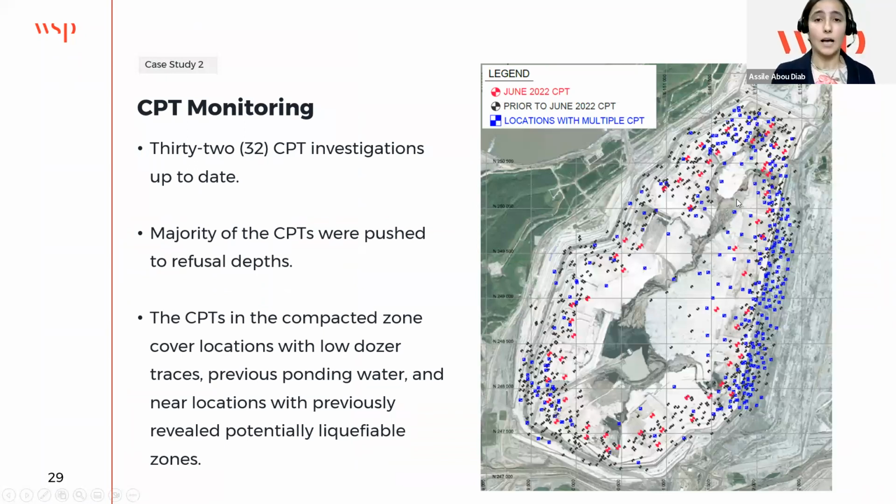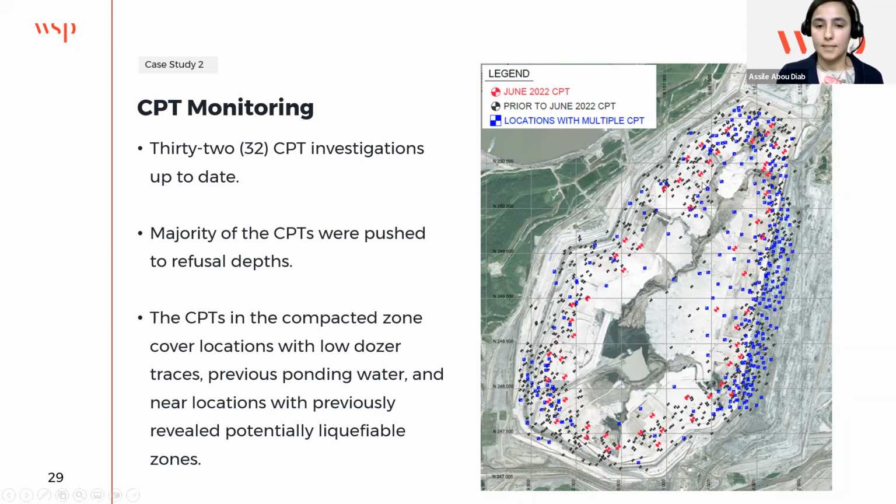After each lift, after each raise, we do a CPT program. Up to date, there have been 32 CPT investigations. If you look at the plan here, the red dots are the CPTs from the latest program, and the black dots are from older programs. The blue dots are from locations where we had many CPTs over the years, so many CPTs at the same location throughout the years. The majority of these CPTs were pushed down to refusal depth.